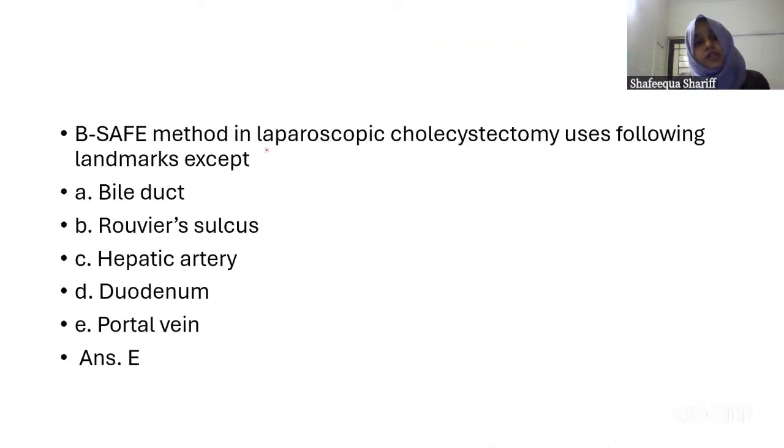There's something called the B-SAFE method in laparoscopy. We mentioned it earlier when I showed you the R4U line. So what is this B-SAFE method in laparoscopic cholecystectomy? It uses the following landmarks, except: bile duct, Rouviere's sulcus, hepatic artery, and duodenum. All these four are used, except for the portal vein.